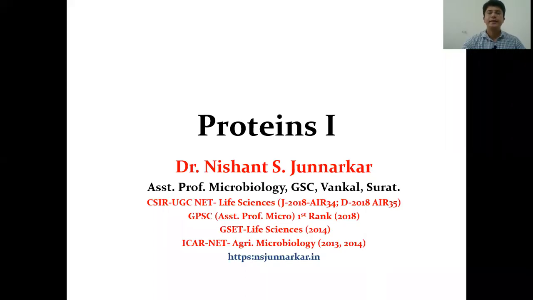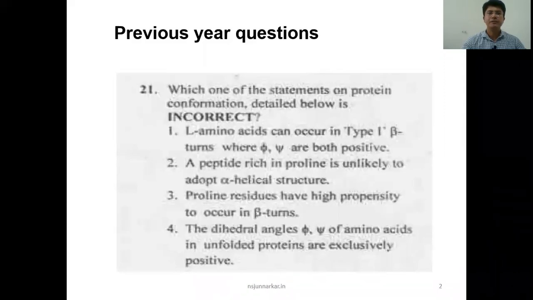Hello friends, in this lecture we'll talk about proteins. Here is a question which was asked in one of the CSIR examination. Which one of the statements on protein conformation detailed below is incorrect? And the statements are pertaining to the secondary structure of the proteins and the dihedral angles that are found in the structure of proteins. So you have to identify which one is the incorrect one.